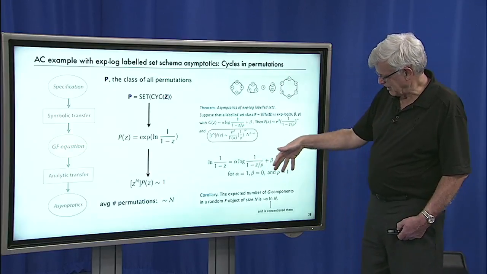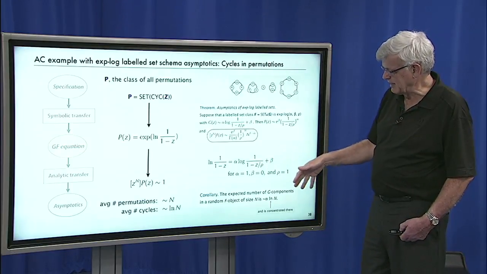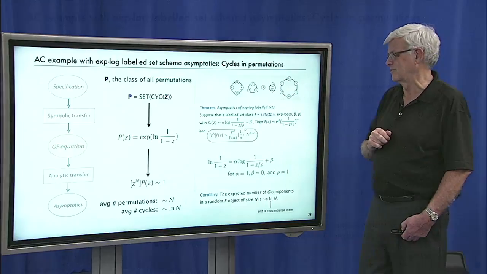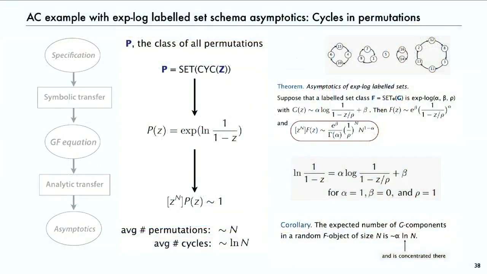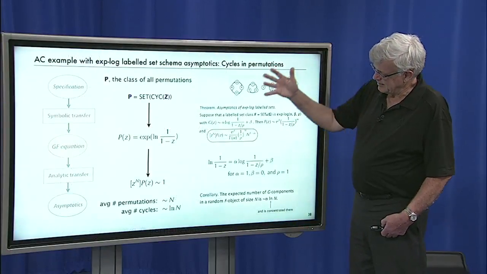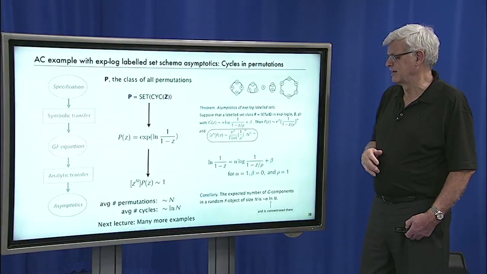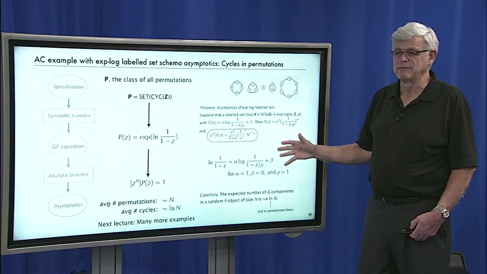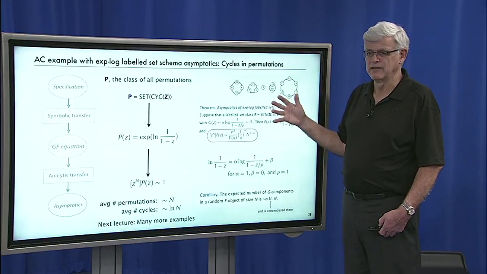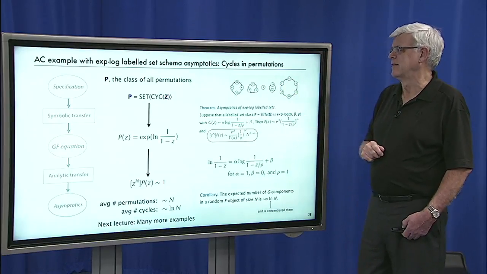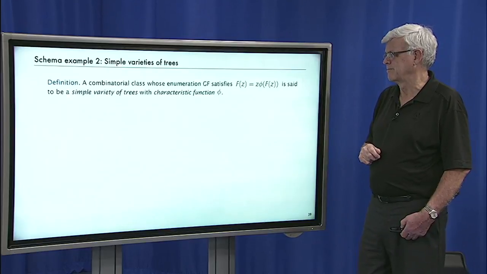So that says that the number of permutations is n factorial. But more important, if we apply the corollary, then we immediately get that the average number of cycles is approximated by log n. So that's using the schema to find the average number of cycles in a permutation. And that's, again, we have lots of other ways to get that easy answer. We'll look at many, many more examples in the next lecture of applying the xlog labeled set schema.